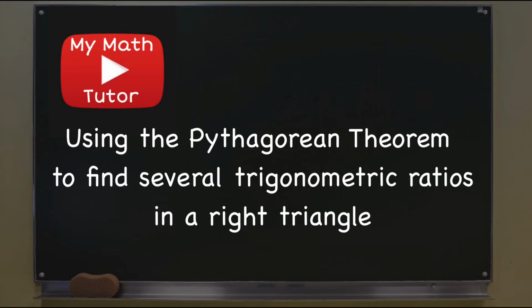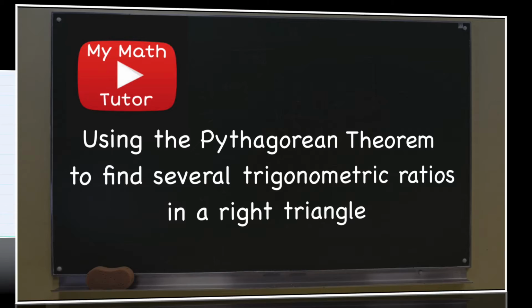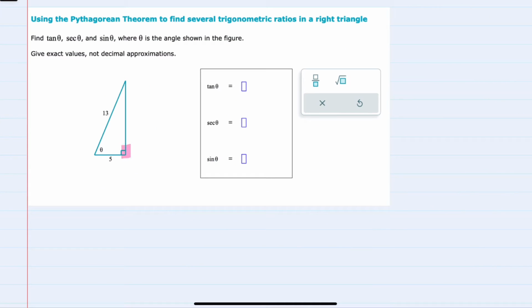In this video, I'll be helping you with the ALEKS problem type called using the Pythagorean Theorem to find several trigonometric ratios in a right triangle. We're given our right triangle here, the lengths of one of the sides, and the length of the hypotenuse, and we're asked to find several of the trigonometric ratios.